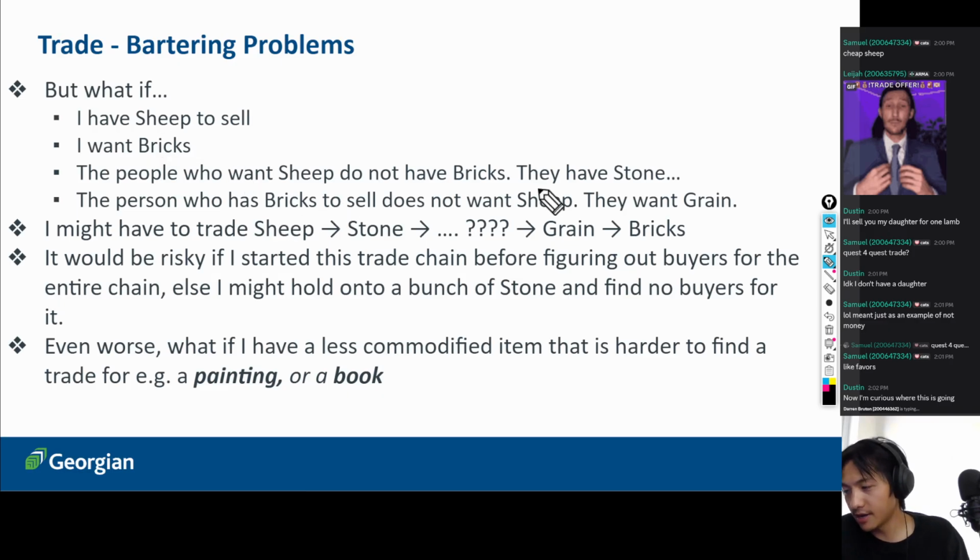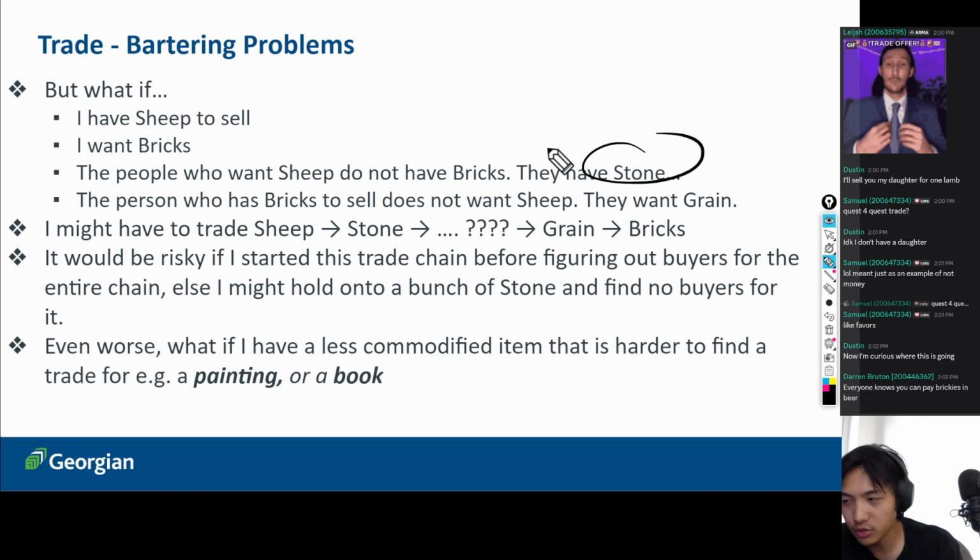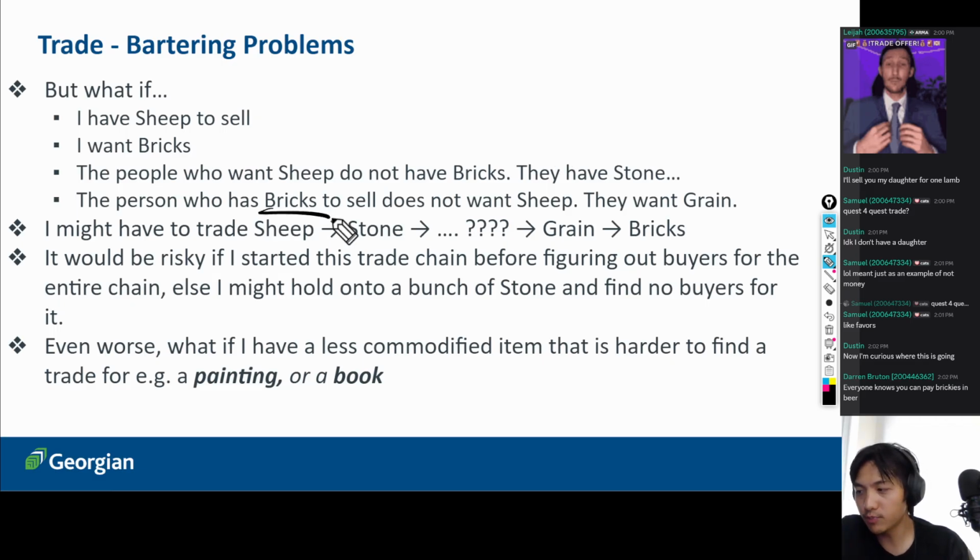Okay, I did find somebody who wants sheep, but they don't have bricks. They have stone. They can give me stone for it. It's like, yeah, no, I don't have bricks. I do have these rocks. Do you want the rocks? I'll take your sheep and I'll give you these rocks. Okay. Then maybe I do find somebody who has bricks, but that person who has bricks doesn't want sheep and they don't want rocks either. They want grain. Oh no.